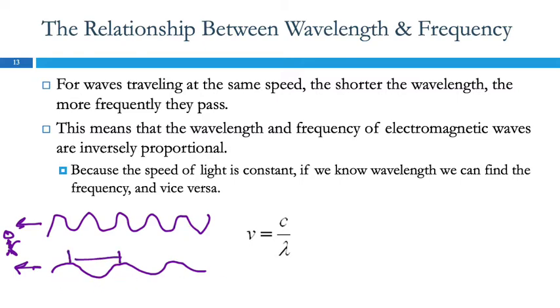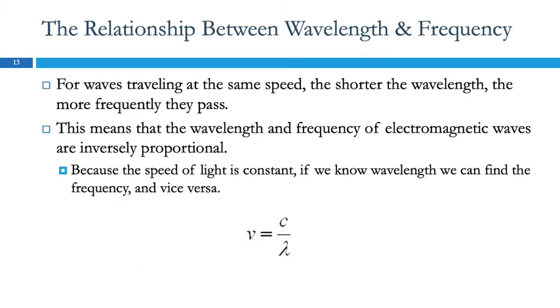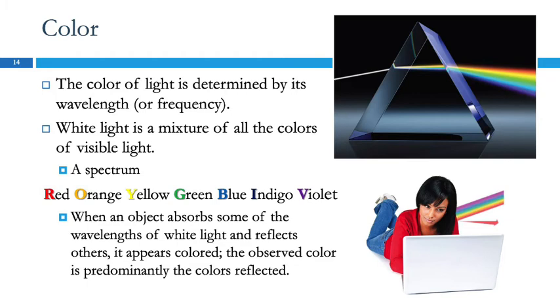But the wavelength of this one is bigger than the wavelength of that one. So the wavelength and the frequency are inversely related. If you have a high frequency, then you have a short wavelength. If you have a low frequency, you have a long wavelength. And they are related by the speed of light. So the frequency is equal to the speed of light divided by the wavelength. So wavelength and frequency are related to each other.